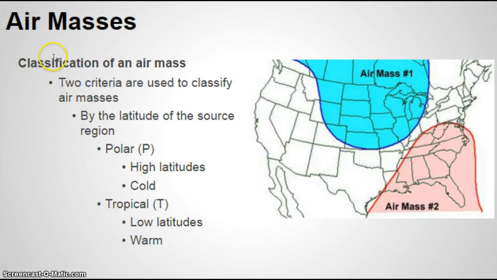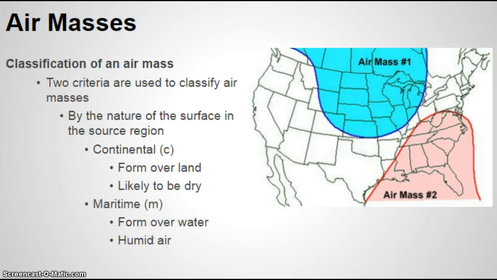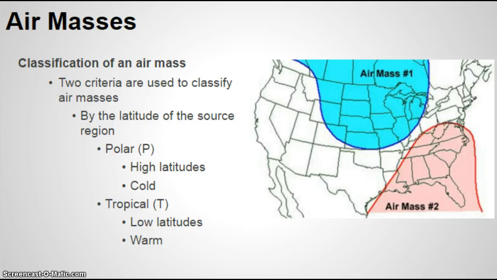So air masses. So classification of an air mass. There's two criteria. By the latitude, the source region, right? If it's polar, it'd be a high latitude and it's conditionally cold. Tropical would be a low latitude and it has conditions of being warm. Two other criteria that we can identify are the nature of the surface of the source region, and that's continental. Continental forms over land and they are generally dry. Maritime, or small m, forms over water, and these are humid. So continental is small c, maritime is small m. Polar is capital P and tropical is capital T.